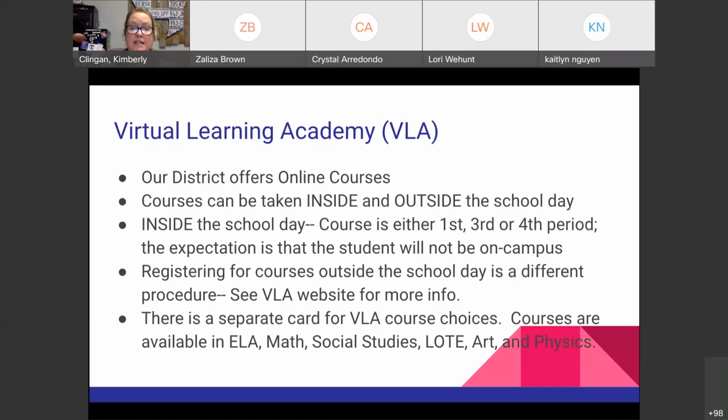Students are allowed to take 3 VLA courses, so they could do one in the first semester and 2 in the second semester, or they could do 2 the first semester and 1 the second semester. But 2 classes a term is the max, with 3 total for the full school year. If a student takes a class over the summer, that doesn't count towards the ones they take during the school year. And we recommend that if a student takes a summer VLA class, they do 1.